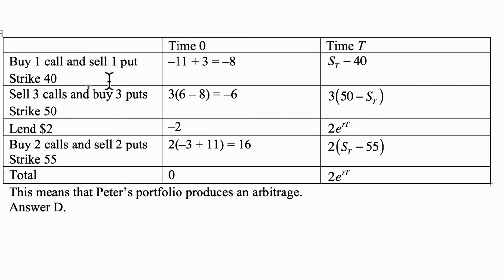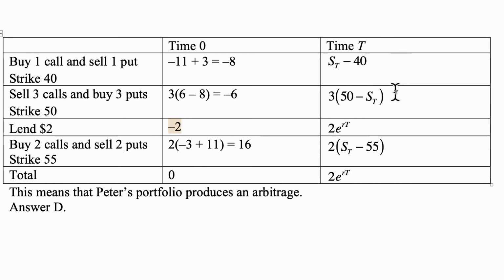That's a net 0 position, and the cost at time 0, well, there's a net payment to him of 8 for the first position, 6 for the second position, but he spent 16 for the third position. So with the lending of 2, the net cash flow is 0 at time 0.